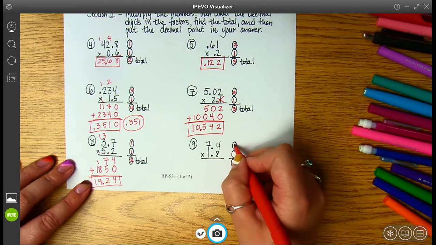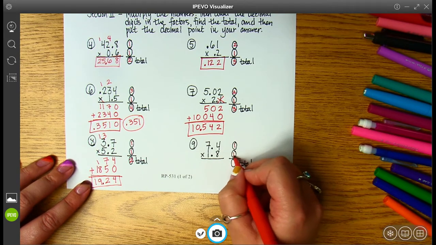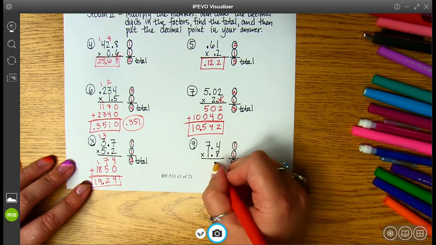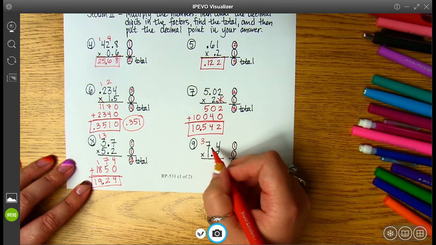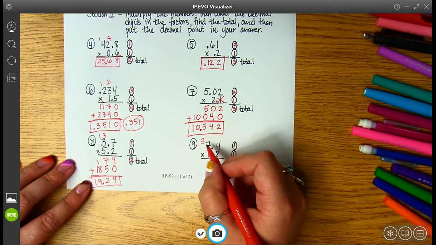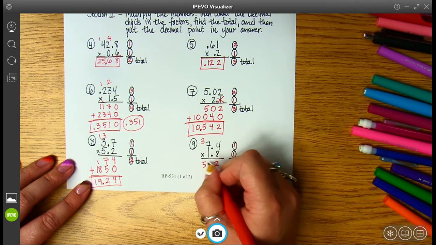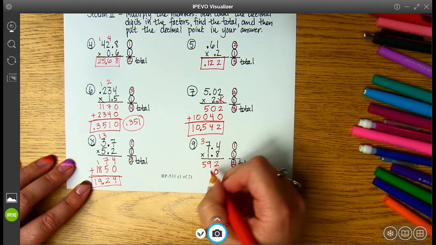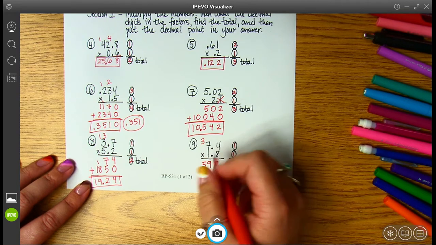Okay, for my last problem, I have 7.4 times 1.8. There's 1 number after the decimal here, 1 number after the decimal there, for a total of 2 numbers after the decimal in my answer. 8 times 4 is 32. 8 times 7 is 56, and 56 plus 3 is 59. Put my 0 placement holder. 1 times 4 is 4. 1 times 7 is 7.